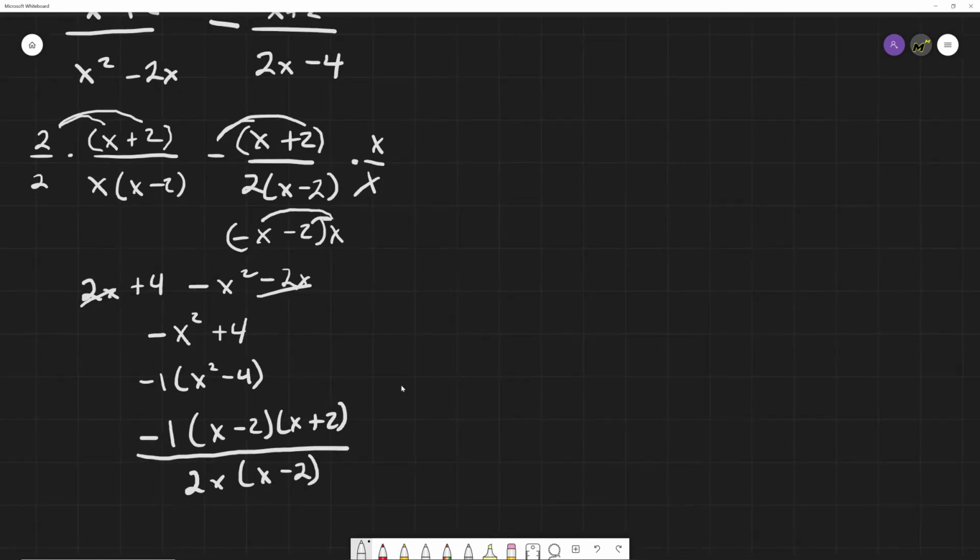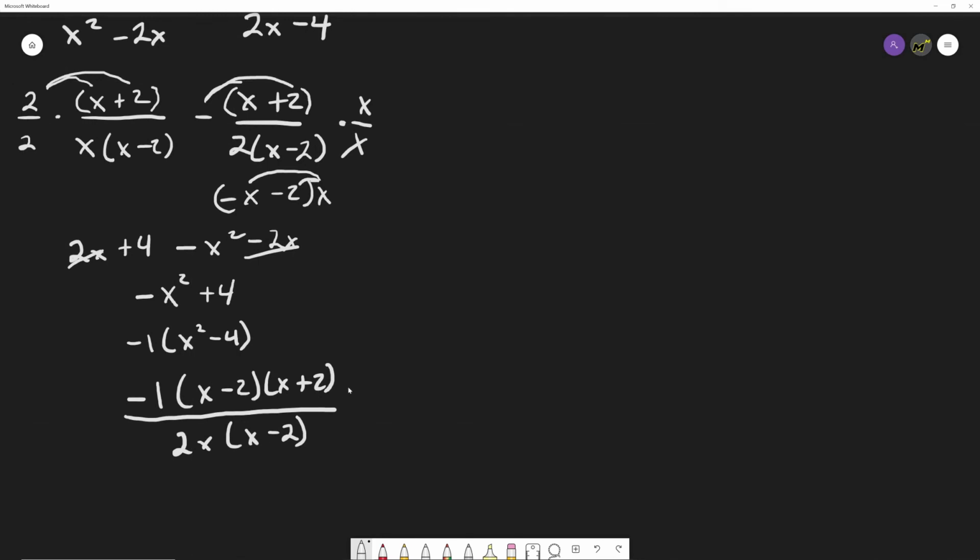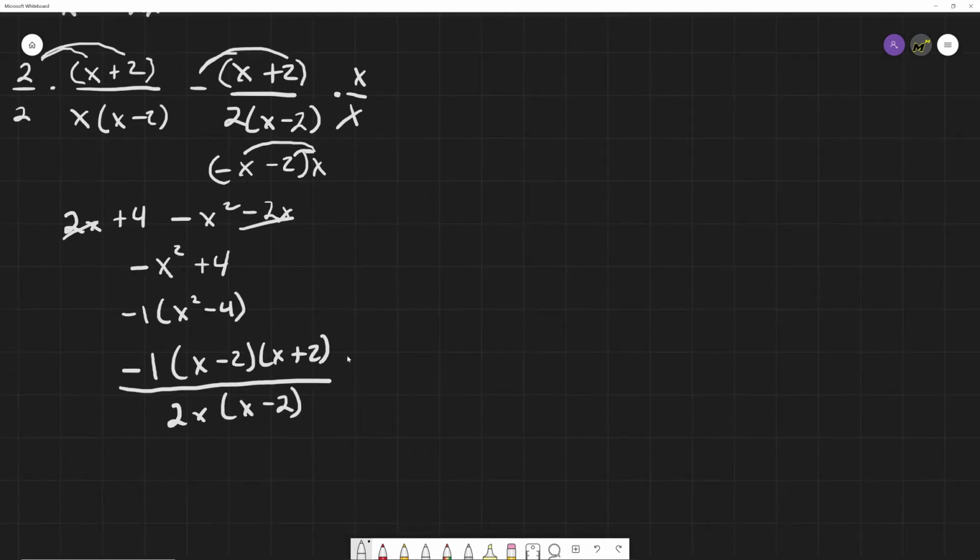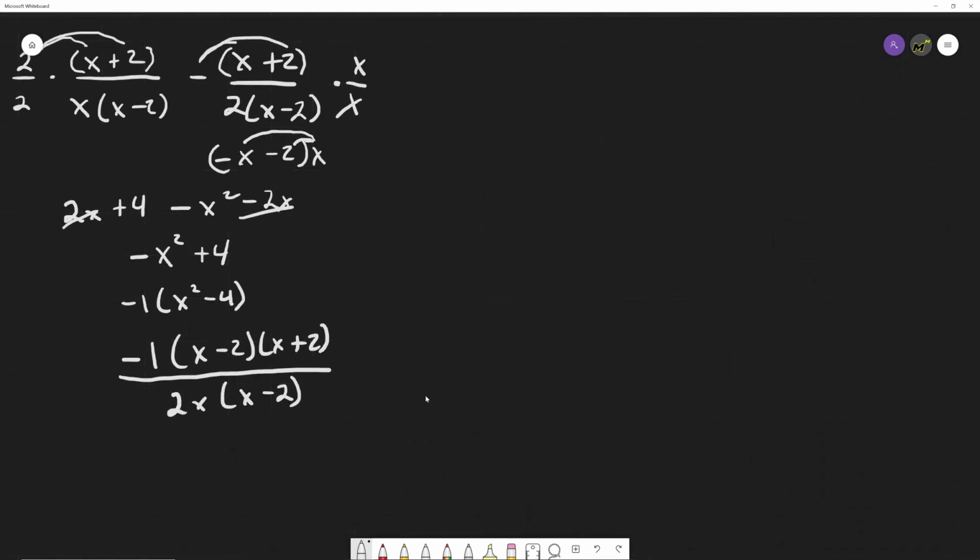Well, if we're looking for any restrictions before we look to cancel and simplify, we have to state our restrictions. So, looks like x can't be a couple things. X cannot equal a 0. If I plug in a 0 there, that means we're dividing by a 0. That's no good. And the other restriction would be a positive 2. That would make the other term 0. So x cannot equal a positive 2 or a 0.